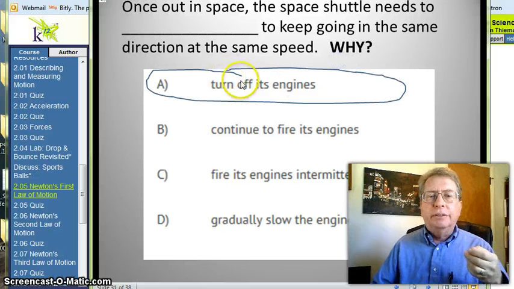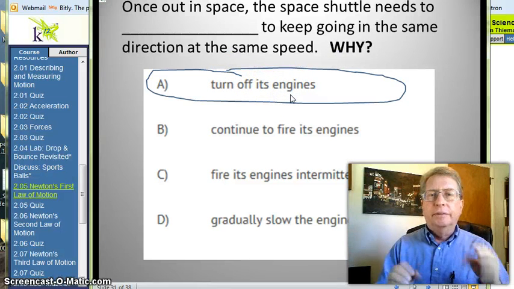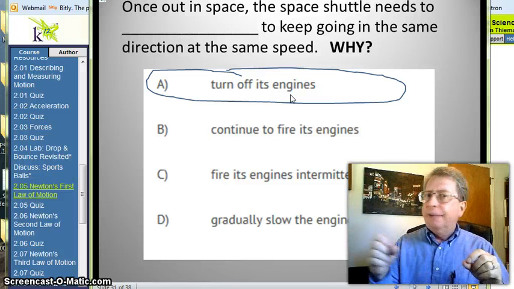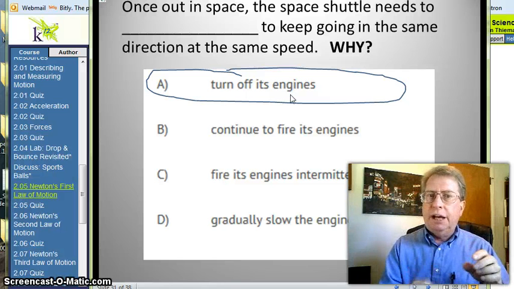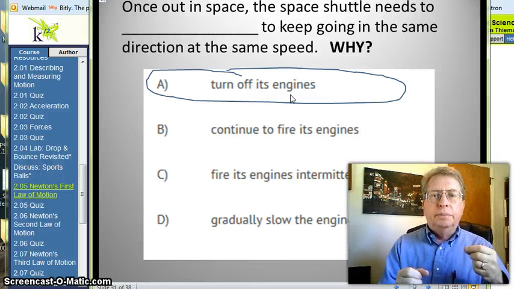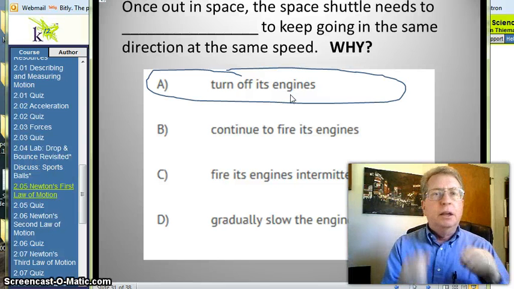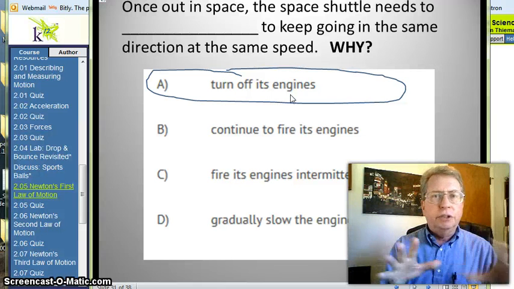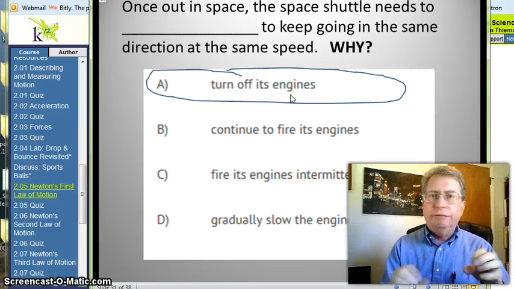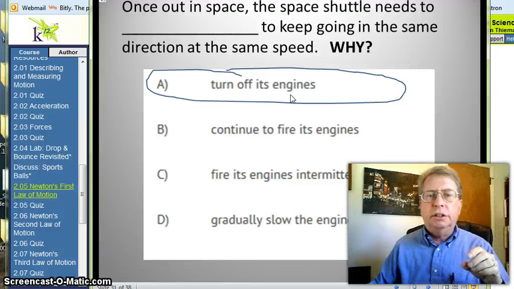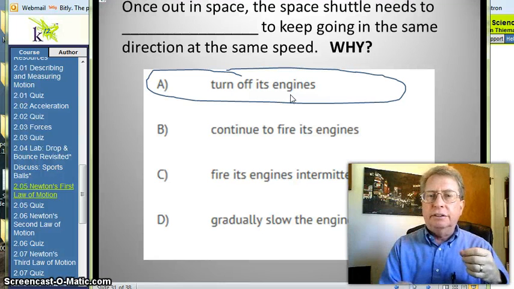And the answer is simply turn off its engines. Why? Because out in space, an object is going to just keep on going in a straight line unless there's another force acting on it. So if the space shuttle wants to keep going in the same direction at the same speed, you just turn off the engines. There are no other forces. Any kind of force is going to cause acceleration. If it continues to fire its engines, what do you think is going to happen to it?